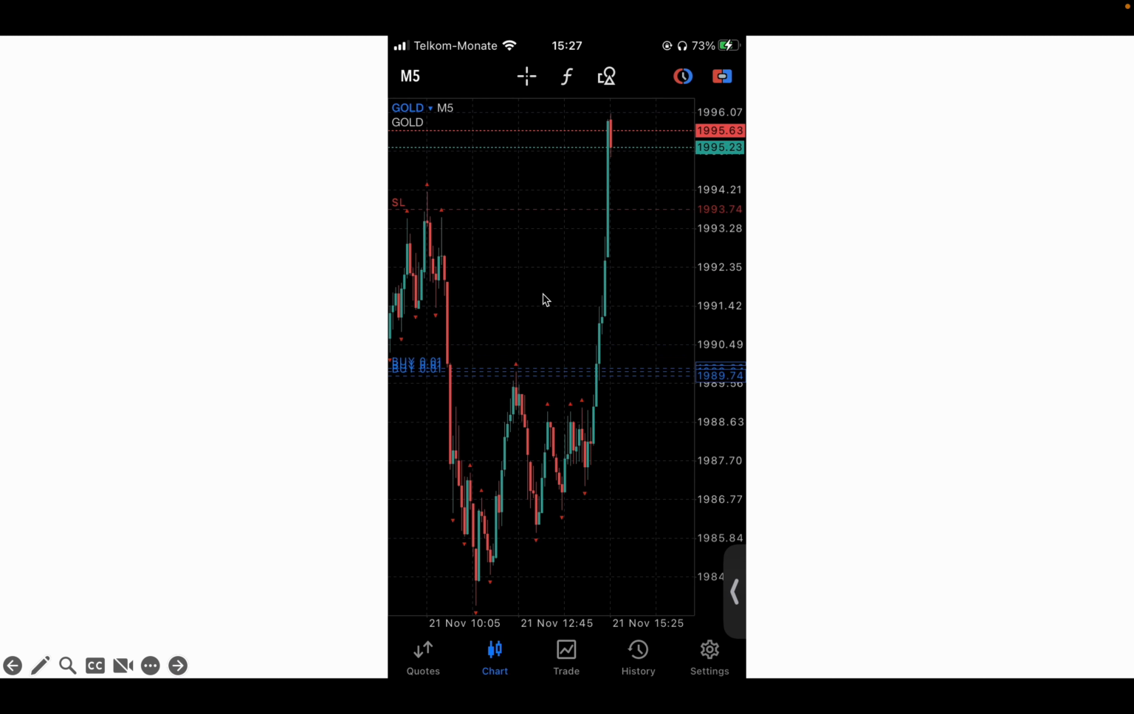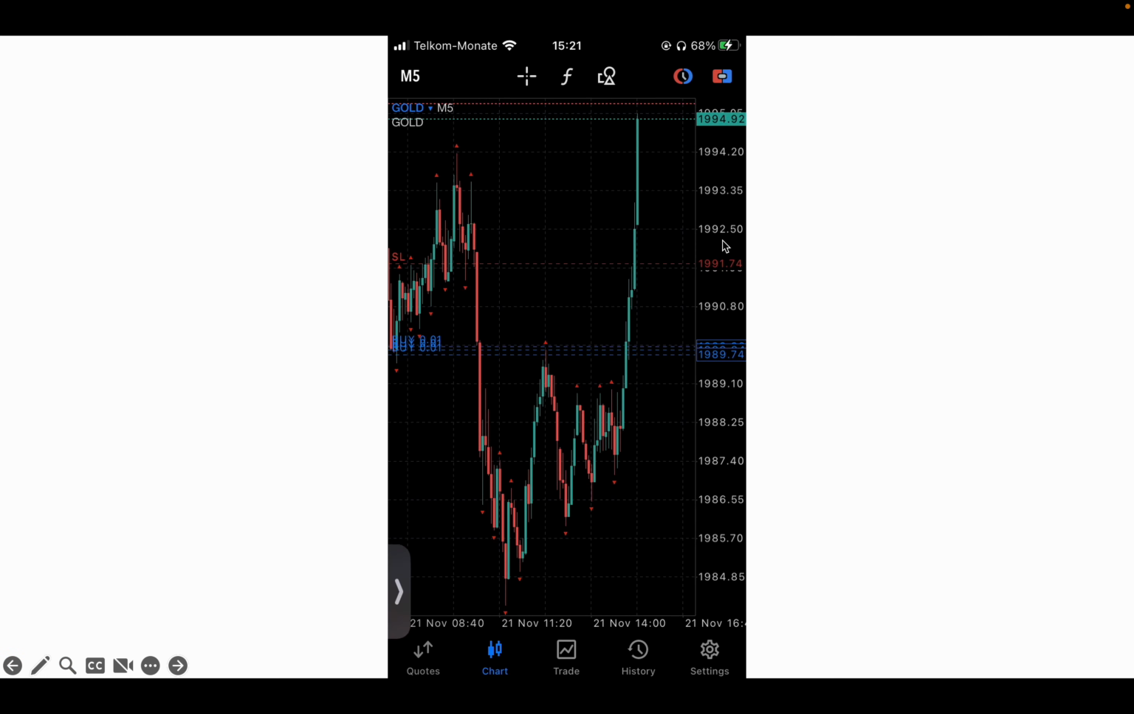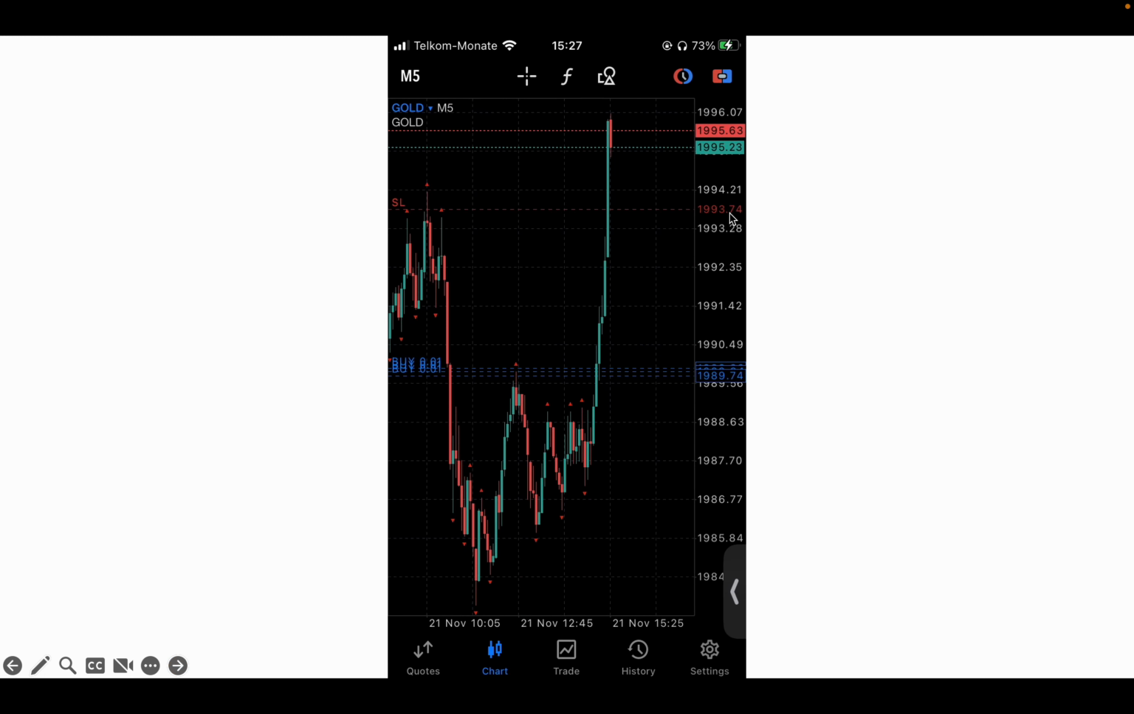So next one, right? It carried on going up. It didn't go down. It just carried on. It now went to 95. So from 93, it moved $2 again. So what did I do? I moved it from 1991.74 to 1993.74. Do you see that? So it's literally just $2 increments every time the price goes up in my direction. That's how I manage trades. That's how I do it.